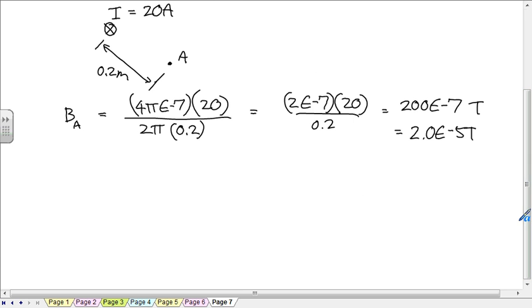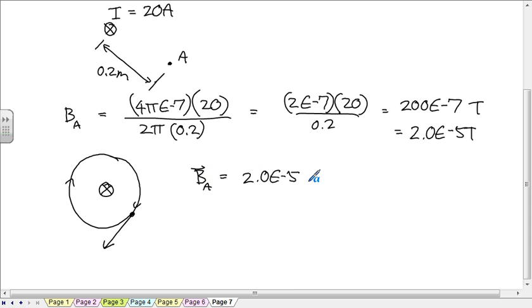And now for the direction, the right-hand rule says that those field lines are going clockwise. And so at a point down at this part of the circle, a tangent is going this way. Just draw the vector. So the magnetic field vector is 2.0 times 10 to the minus 5th Tesla, pointing this direction. Any questions?